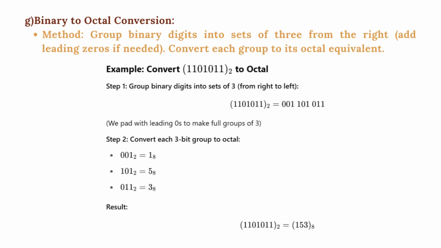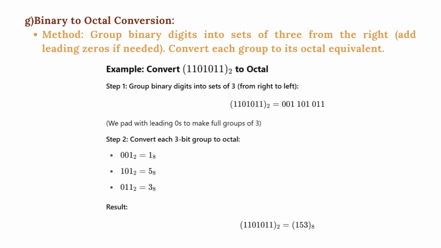Next conversion is binary to octal conversion. Group binary digits into sets of 3 from the right, add leading zeros if needed, and convert each group to its octal equivalent. For example, convert 1101011 to octal. First step is to group binary digits into sets of 3, that is 001, 101, 011. We padded with leading zeros to make full groups of 3.